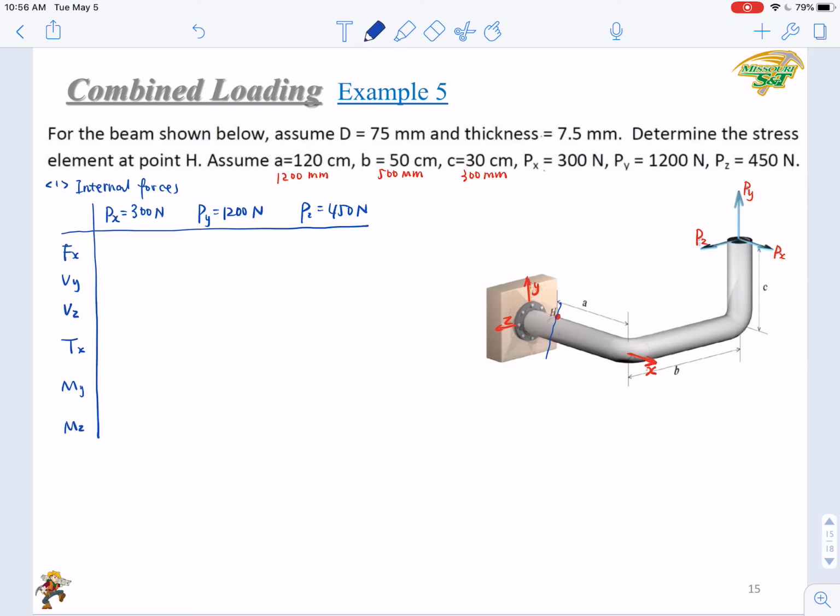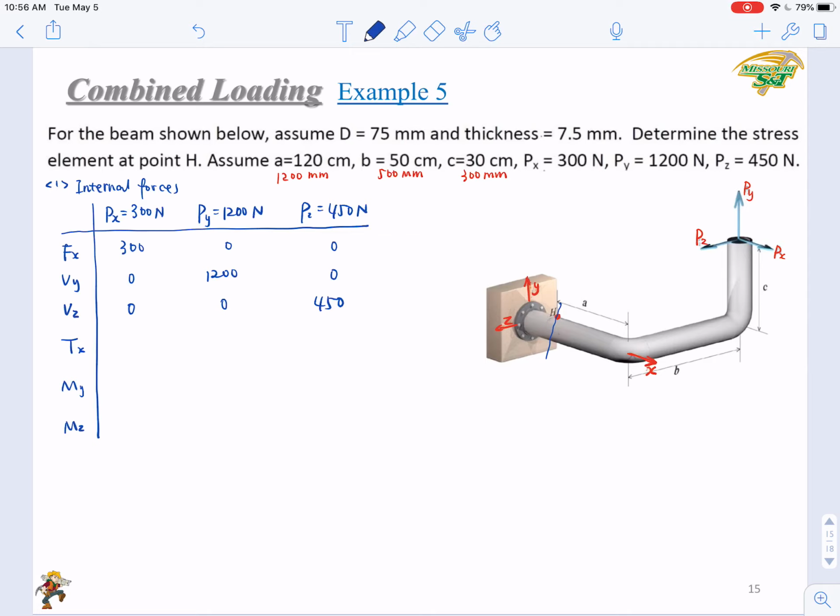Then let's look at Fx first. Which one of these three external loadings will make Fx? Obviously only one, right? Only Px. That will be 300, 0, 0, right? How about Vy? Again, there's only one component. You have a 0, 1200, 0. Vz, again, just 0, 0, 450, right? How about Tx?